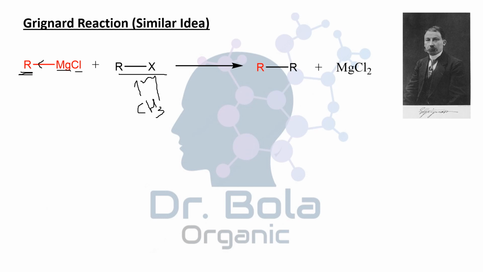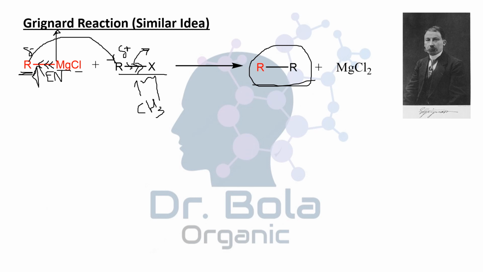Exactly. This R or alkyl group would attract electrons to its side because it will have higher electronegativity than the magnesium. It will have partial negative charge. And this alkyl group would lose electrons to the halogen and it will have partial positive charge. Guess what? The partial negative would react with the partial positive and this X will go out to produce an alkane. This reagent is named after the great scientist. It's named Grignard reagent.